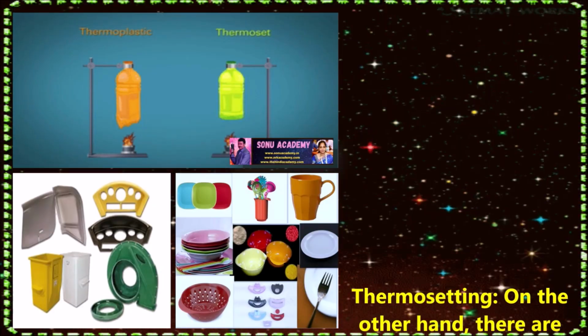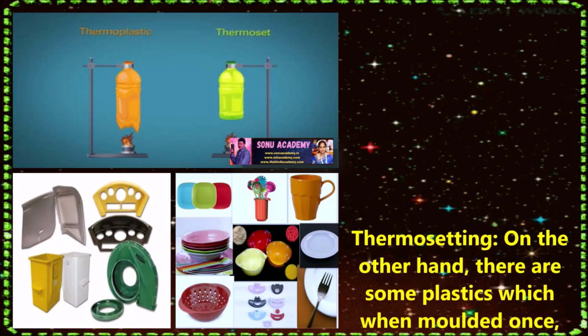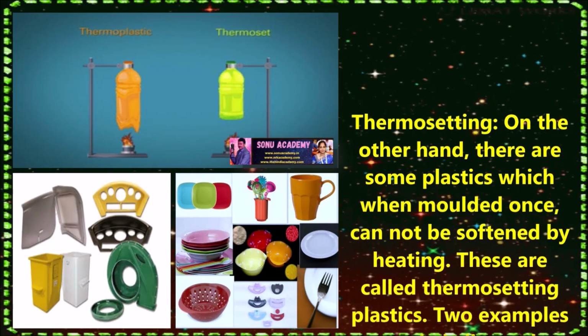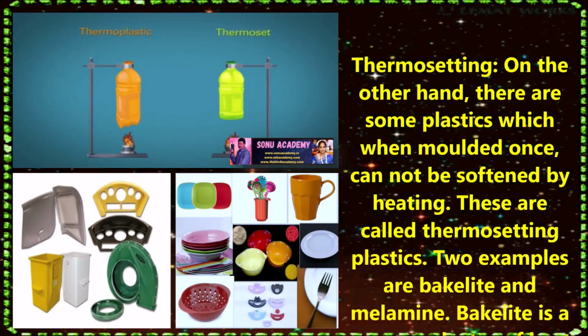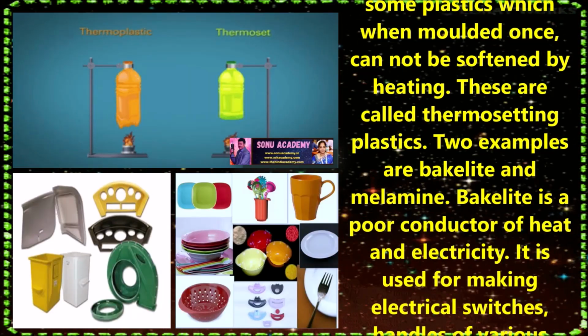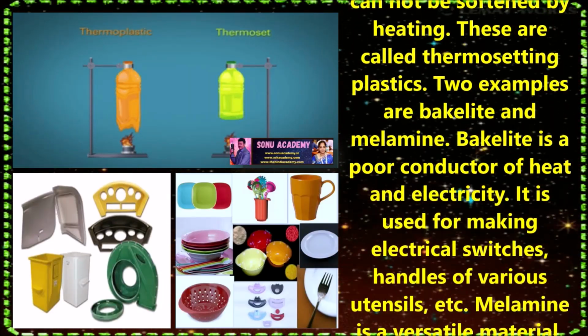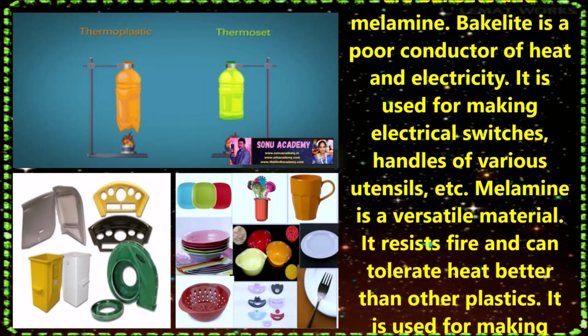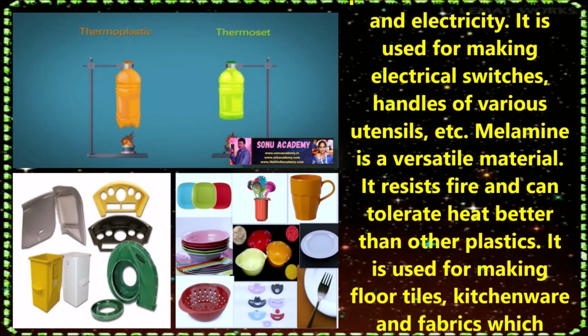Children, let us see what are thermosetting plastics. On the other hand, there are some plastics which, when molded once, cannot be softened by heating. They are called thermosetting plastics. These are of two types, bakelite and melamine. Bakelite is a poor conductor of heat and electricity. It is used for making electrical switches, handles of various utensils, etc.